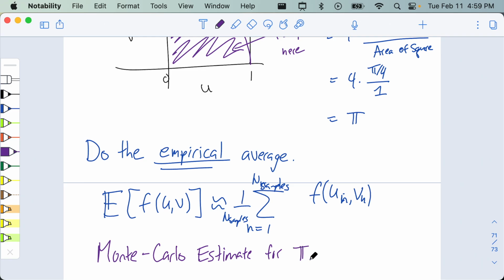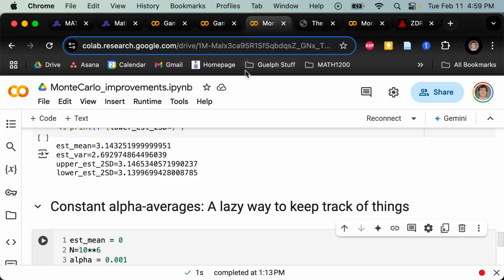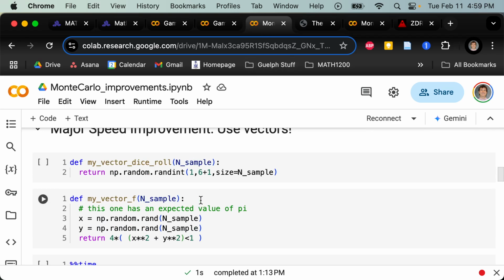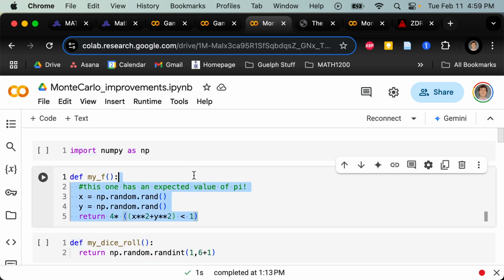Okay, any questions or comments about the theory before we go back to the code? Okay, let's go to the code and do it. Okay, and I have over here Monte Carlo. Okay, so here is my function f. And it's called my f.